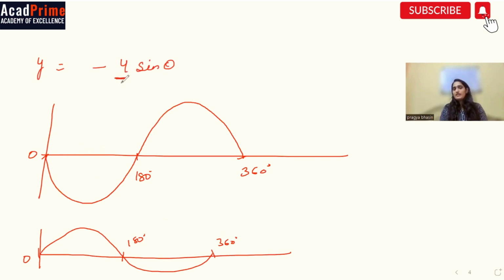If I put a negative sign, it means the wave would be inverted in this case. It will become minus 4 sine theta here, right? So this value would be minus 4 instead of 2 at 90 degree, and this value is at 270 degree. So this is a wave of minus 4 sine theta.